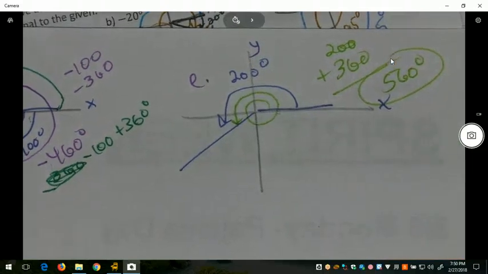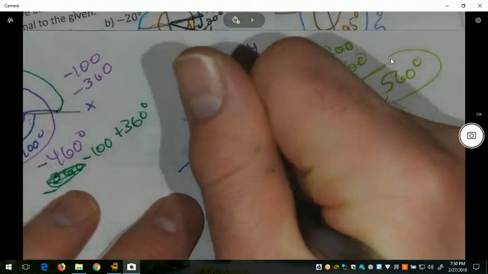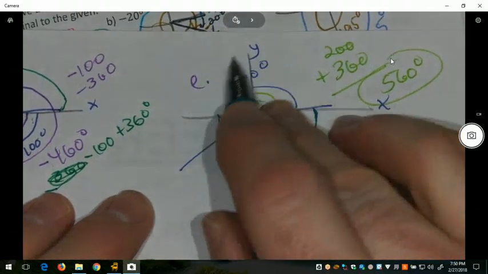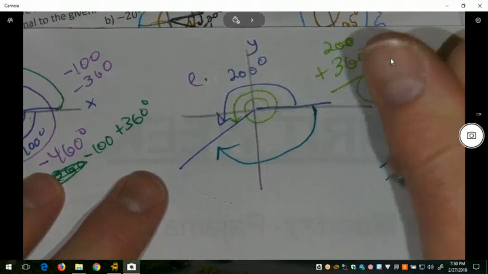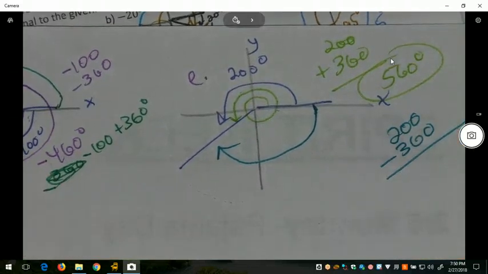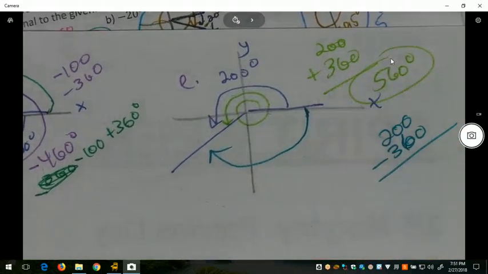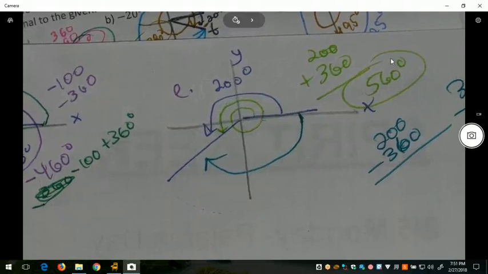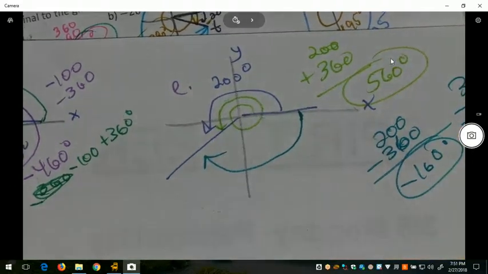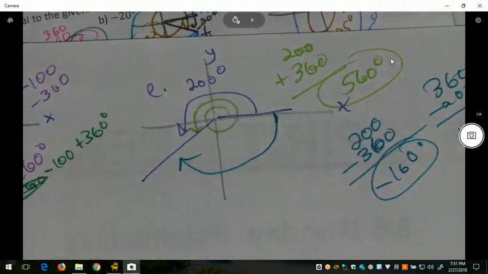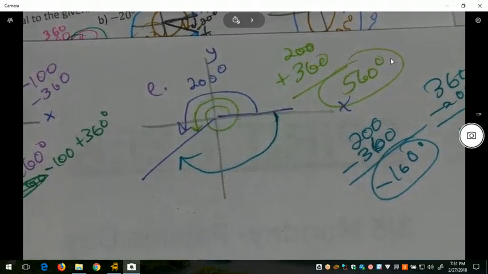We could have also gone in the negative direction from this initial ray, and instead of going a full 360, we're 200 degrees short of that. So 200 minus 360, or negative 360 plus 200. So 360 minus 200 is 160. So this is negative 160 degrees.